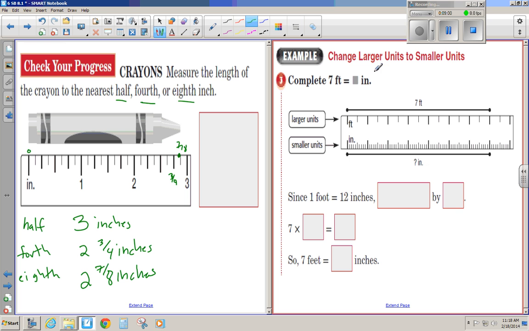All right, changing larger units to smaller units. So, changing 7 feet into how many inches? Well, since 1 foot is equal to 12 inches, multiply by 12. So 7 feet times 12 equals 84 inches. Okay. So going from larger units to smaller, multiply to get to smaller.